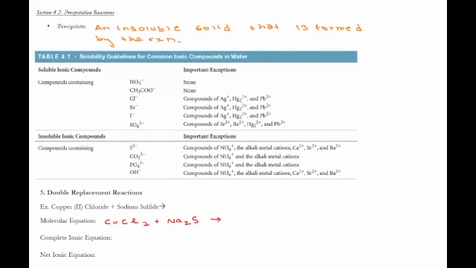I call it innies and outies. So copper has a 2+ charge, sulfur has a 2- charge, so I've already crossed my charges. Na has a +1 charge, Cl has a -1 charge, so this would just be NaCl. And the last thing you need to do is balance. I'm going to put a 2 there, and now I'm balanced.